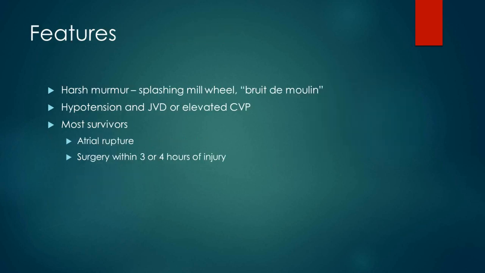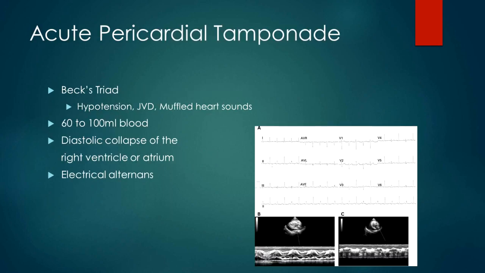Features of this, you're going to hear a very harsh murmur. They call it a bruit de moulin, the splashing mill wheel sound. They'll have hypotension, JVD. They'll appear to have pericardial tamponade. Most survivors are ones who had atrial rupture and not ventricular rupture, and were in surgery within 3 to 4 hours of the injury.